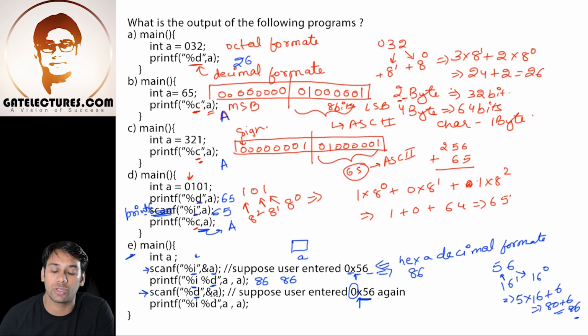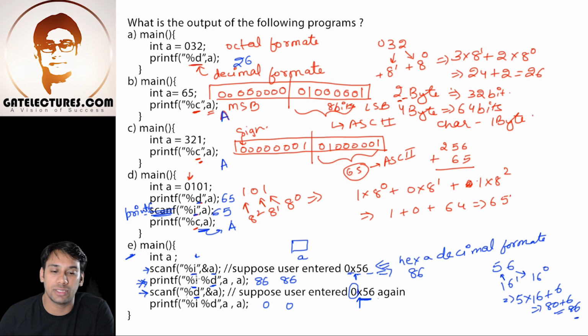Therefore the value which will be stored now in this variable A is 0, and it is going to print the output. So the output will be 0 space 0. Okay, so this is the difference between the %I and %D. I'm repeating again: whenever we are using %I and %D in a printf statement, there's no difference in their working. But whenever you are using %I and %D in a scanf statement, then there is a difference.